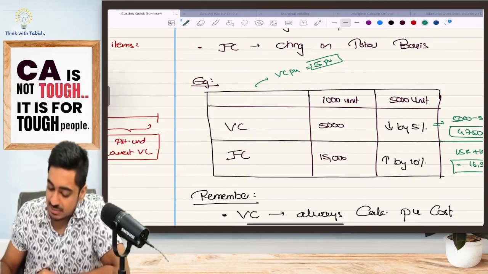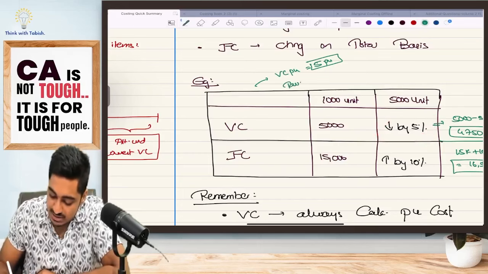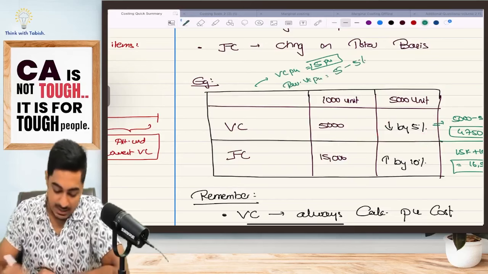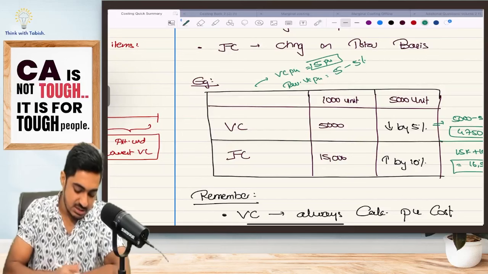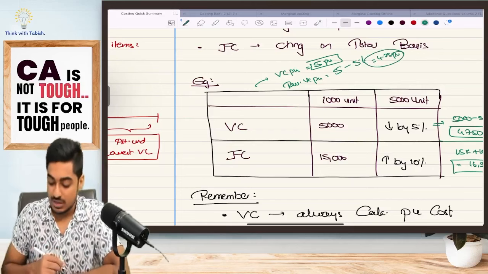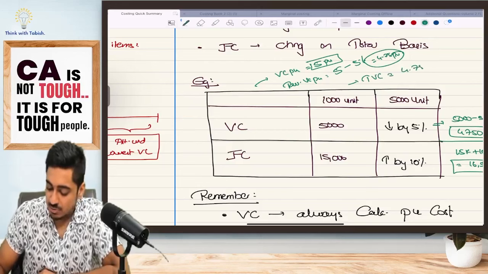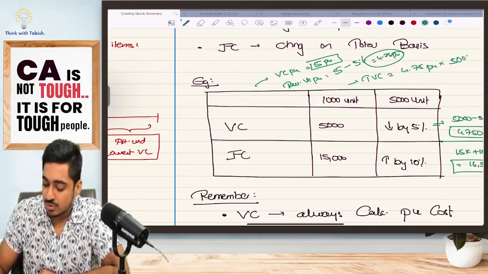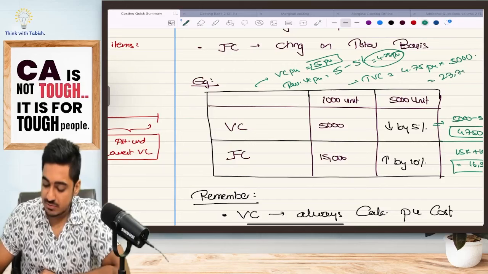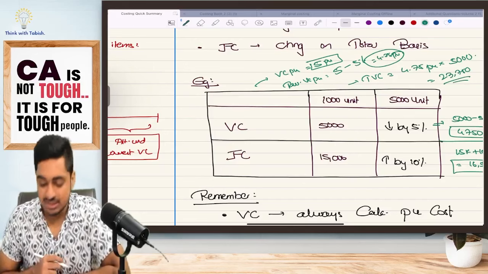But now the question tells me that my variable cost has reduced by 5%. What is my revised variable cost per unit? Previously it was 5 rupees, but now this 5 rupees has reduced by 5%. That is 4.75 per unit. That is for 1 unit. So what is my total variable cost? It is 4.75 per unit, and I am going to produce 5,000 units, so it is going to be 23,750. Yes or no? Is this calculation clear, students?